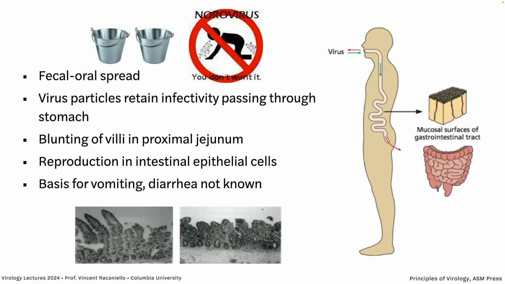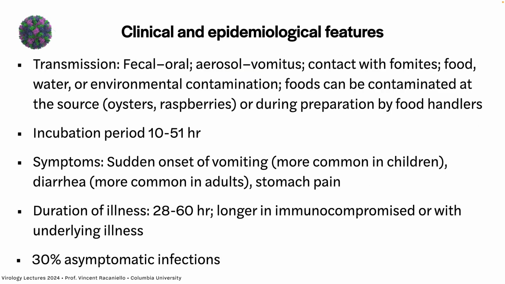The viruses, like polio, pass through your stomach and they reproduce in the intestine. They blunt the villi in the proximal jejunum. These are normal villi on the left. These are in a person infected with norovirus. They reproduce in intestinal epithelial cells. We don't know why these viruses cause vomiting and diarrhea. Nobody has figured that out. So the transmission is fecal oral.